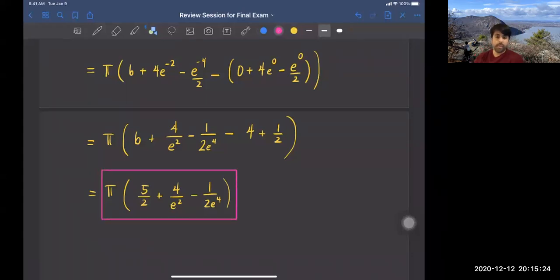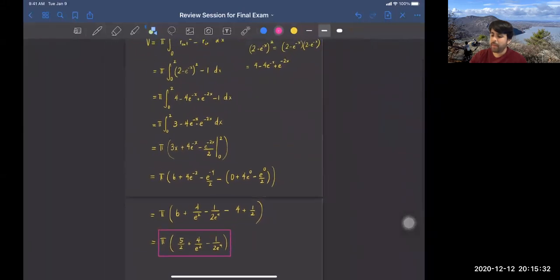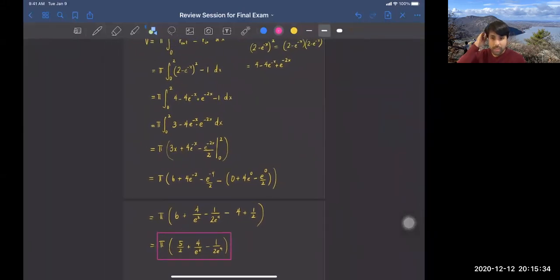So that's going to be the volume. So do we see how we did this? So any questions about this particular problem?